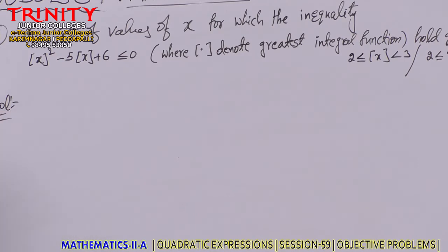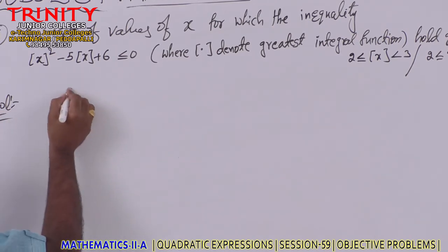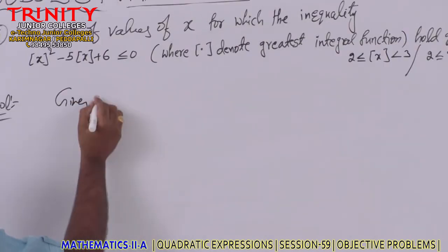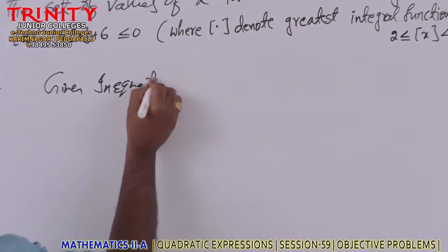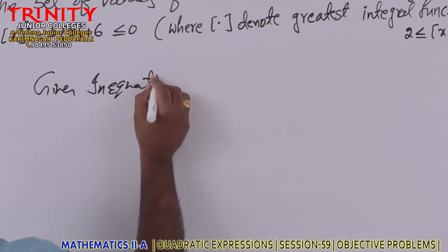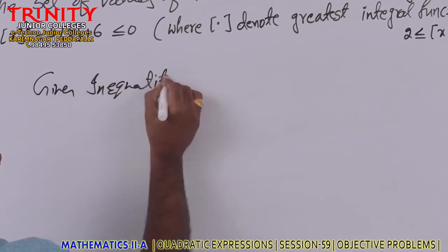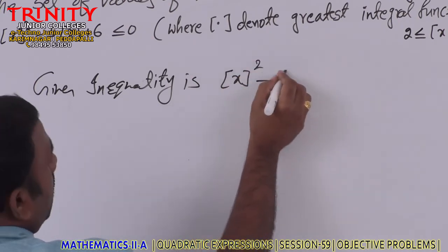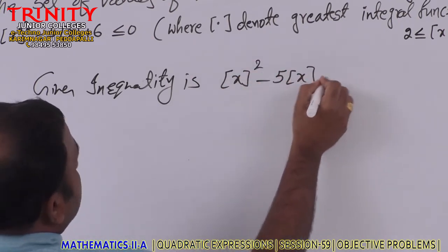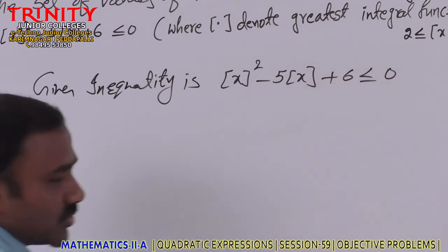We'll discuss the integral function. The given inequality is [x]² − 5[x] + 6 ≤ 0.